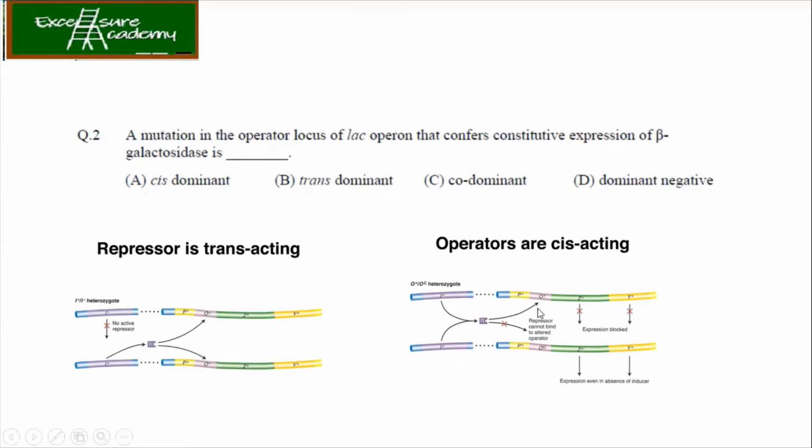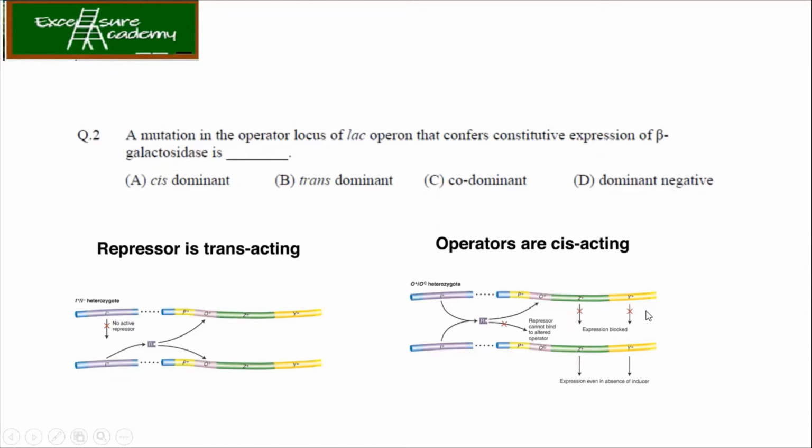It cannot bind the repressor, which is expressed by the I gene. Okay, that is for the repressor. If it is produced and it cannot go and bind, so what will happen? If the operator has the mutation, it cannot go and bind. So there will be expression even when there is no inducer present. Now if the inducer is present, then there won't be any expression.